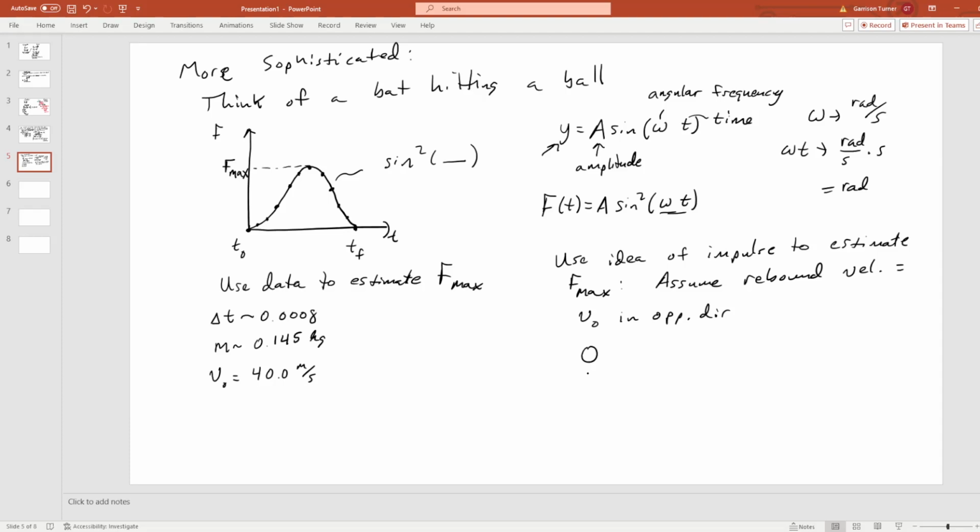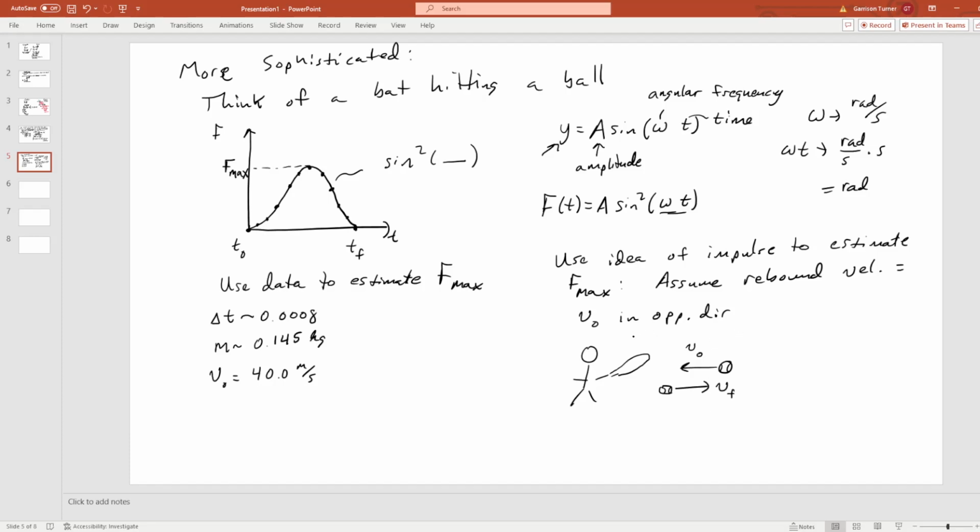So if I have a batter, and this is going to be really bad, but they have a bat. Imagine that's a bat. It almost looks like a cricket bat, but this is a major league bat, right? So our baseball is coming in, and after the collision with the bat, it leaves with the same velocity in the opposite direction.